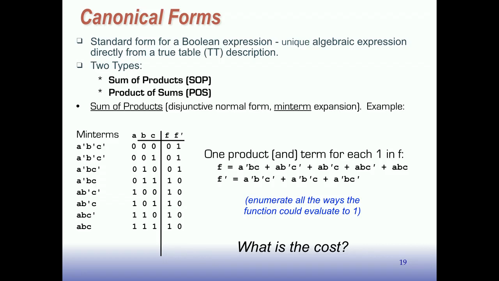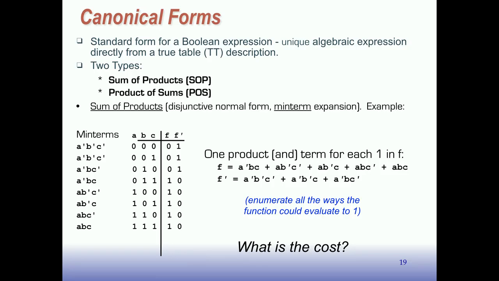I said that there is no unique Boolean expression for a truth table, but there is a unique canonical form. Well, almost. There's the dual also. So we actually have two unique Boolean expressions for every truth table, and those two unique ones are the canonical ones. There are two types: sum of products and product of sums. We'll look at the sum of products one on this chart here. Sometimes this is called disjunctive normal form or min-term expansion. They all mean the same thing.